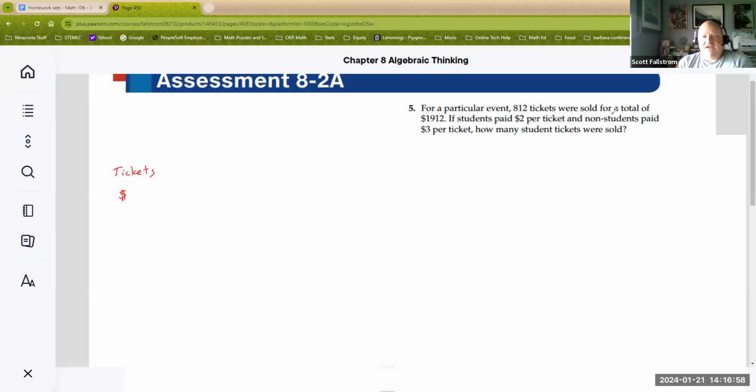Okay, so I have types of tickets. I have student tickets and non-student tickets. The student tickets I'm going to call S, and the non-student tickets I'm going to call N. And if I add those together, I have to sell a total of 812 tickets. Now the student tickets, when I get to the money, students are paying $2 each. So $2 for every student, and non-students pay an extra $1. So they're paying $3 per ticket. So now this is all money. And notice it says I brought in $1,912. And I have this relationship.